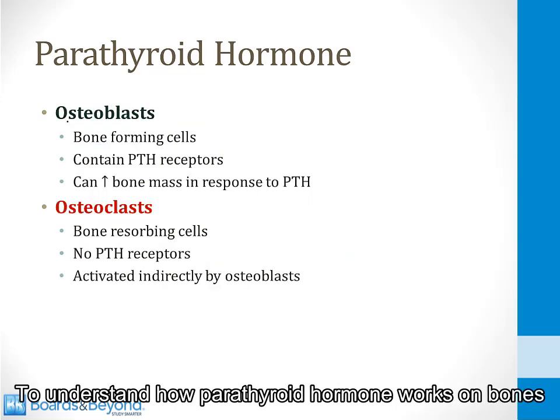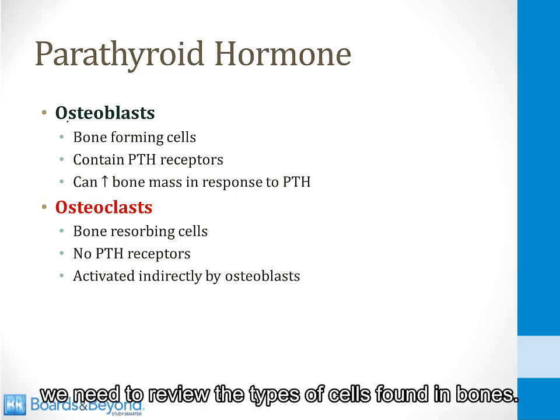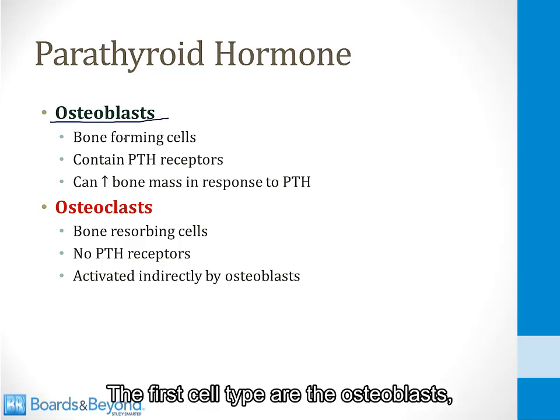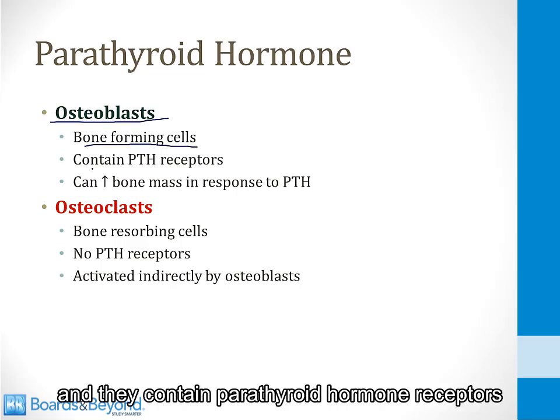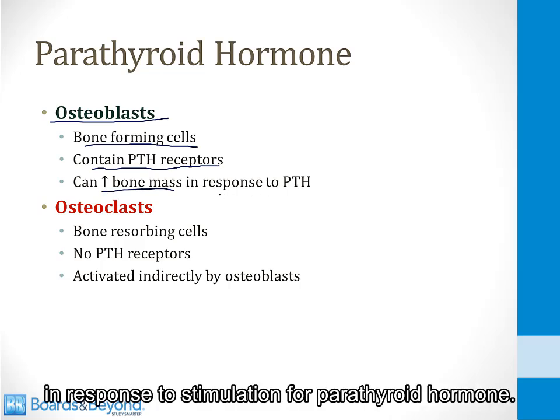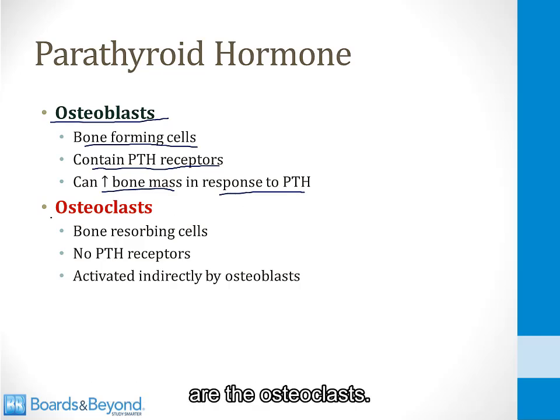To understand how parathyroid hormone works on bones, we need to review the types of cells found in bones. The first cell type are the osteoblasts. These are bone-forming cells, and they contain parathyroid hormone receptors, and they can increase bone mass in response to stimulation from parathyroid hormone.